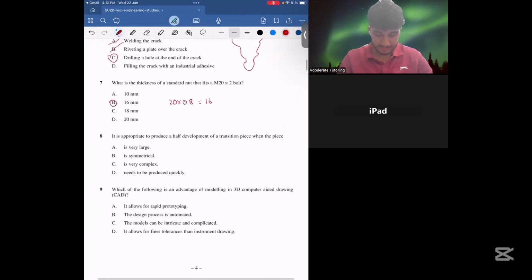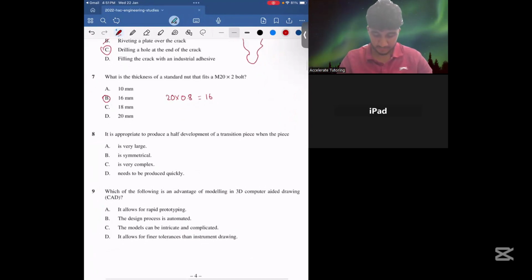Question 8 says, it is appropriate to produce a half development of a transition piece when the piece is very large. No, because it can still be different on the other side. Asymmetrical is the most correct answer because if we draw only half development, the other side is the exact same, so it's not necessary to draw the full drawing.